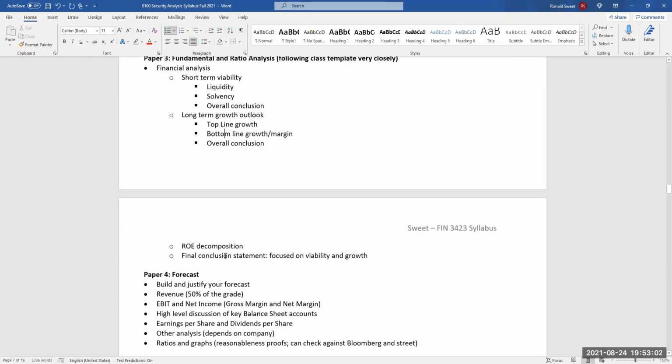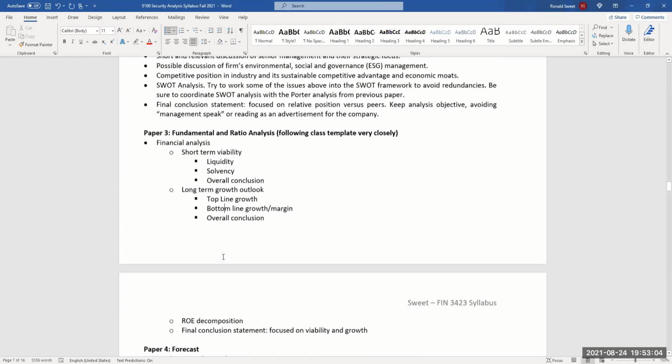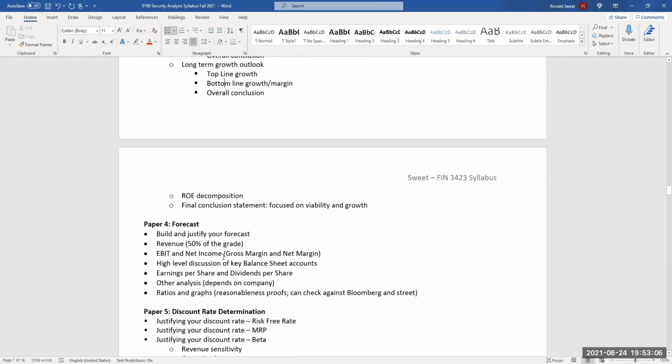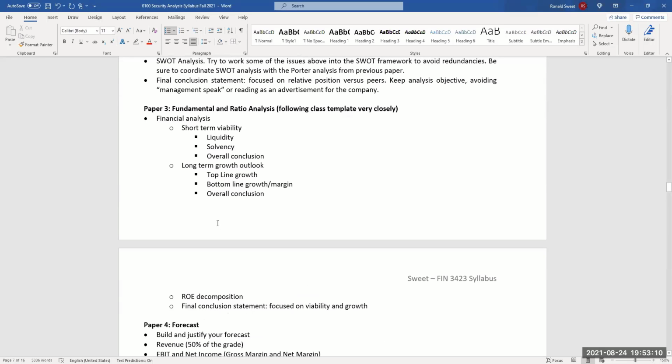That was pretty stressful stuff. But you know this stuff already, so we'll do that, pretty straightforward stuff. And here, paper 3: not only will you have a template, but you have to follow it. You have no choice.